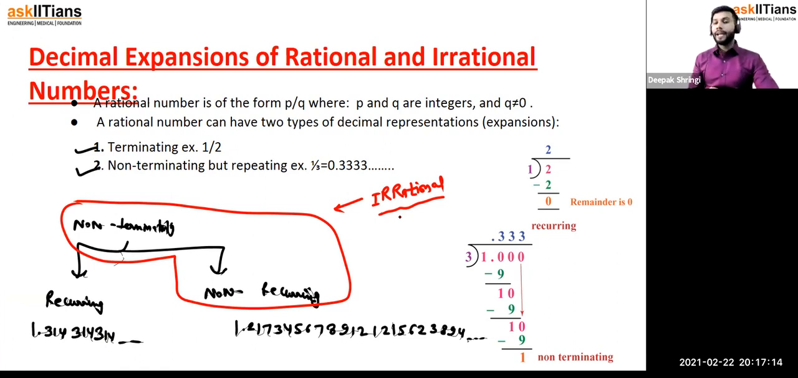Fine. So terminating definitely क्या है? Rational है. And non-terminating और repeating भी क्या है? Rational है. Irrational कौन सा है फिर? Irrational is non-terminating as well as non-recurring. Okay, got it? चलो, अब यहाँ पे दो बहुत इंपॉर्टेंट थ्योरम हैं.